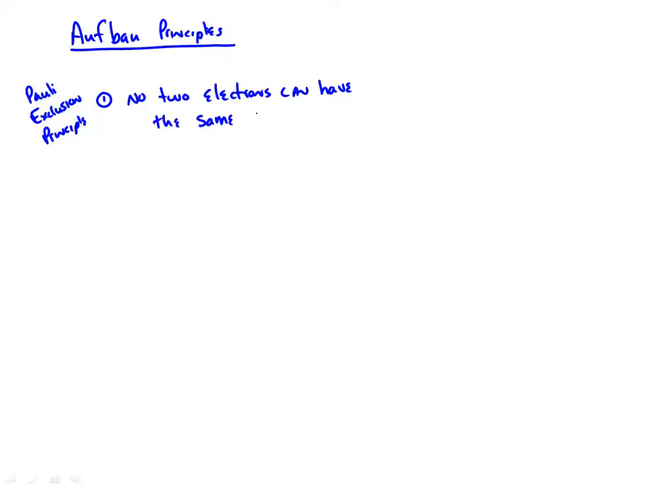And then some of the principles in the Aufbau principles have other names. For instance, the first Aufbau principle is also called the Pauli exclusion principle, and we've already seen that one. He basically said that no two electrons can have the same 4 quantum numbers. And then we also have the second and third rules, and these are sometimes also referred to as Hund's rules.